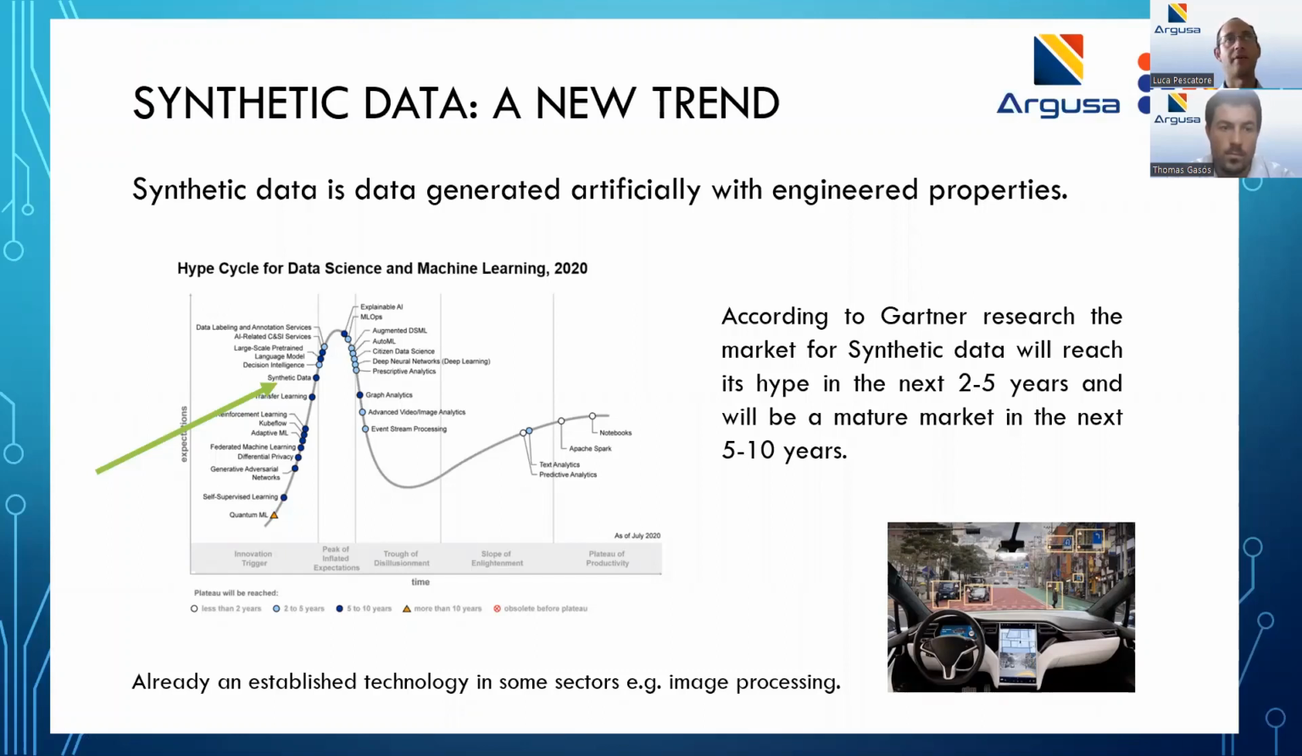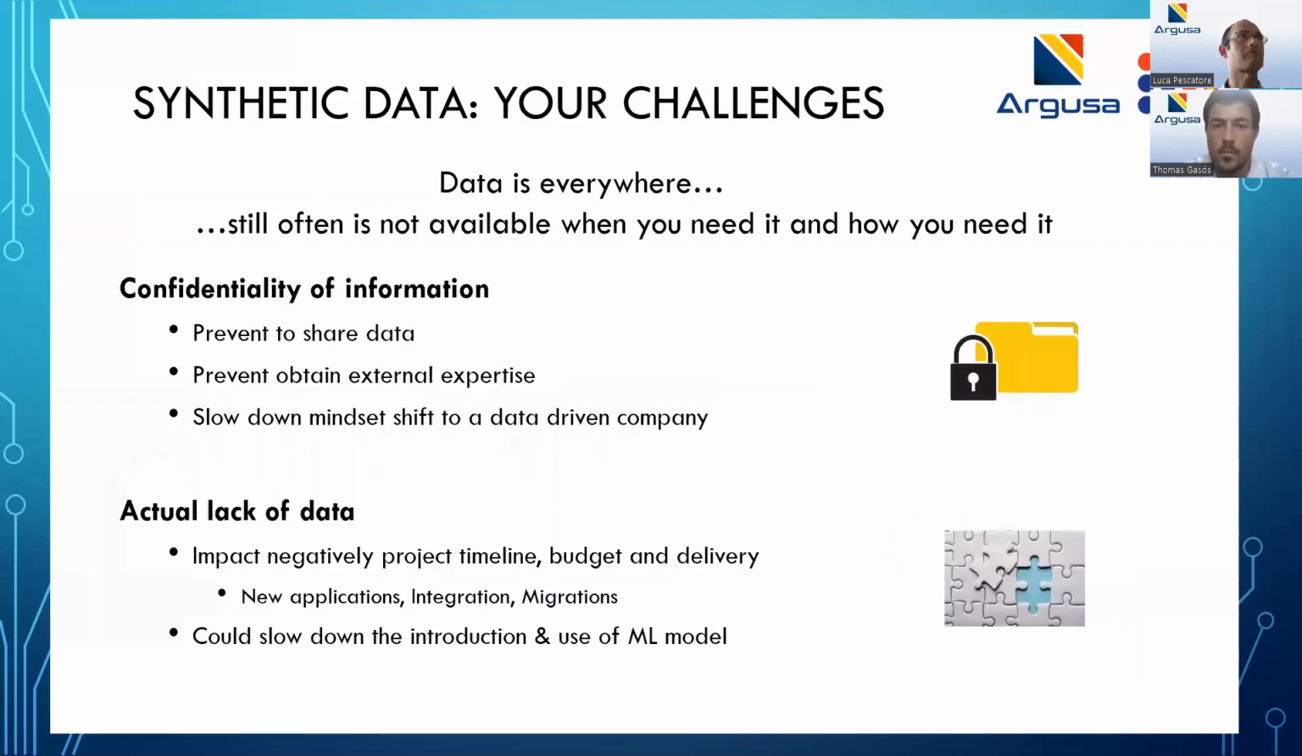And Gartner predicts that in a few years it will be at its peak hype and will be a mature technology in 5–10 years. There are already industries where it is an established technology. For example, the automotive sector, where synthetic data is used to simulate situations and help train automatic cars.